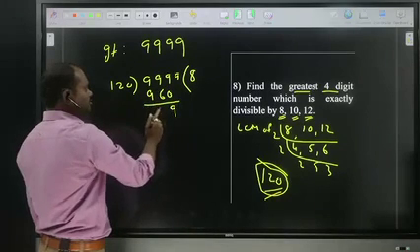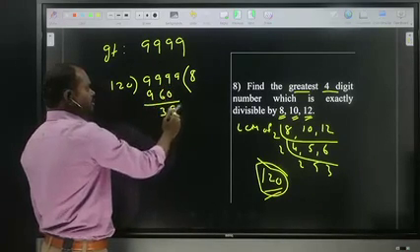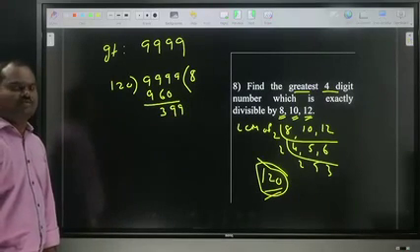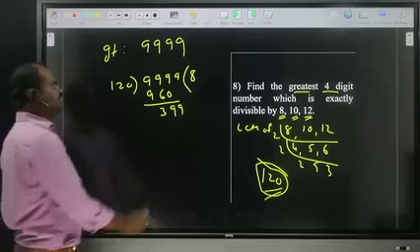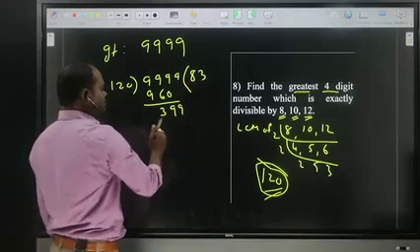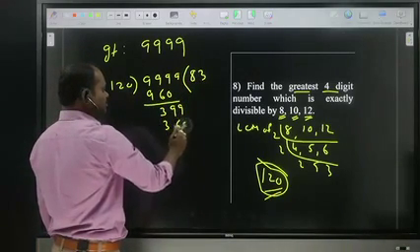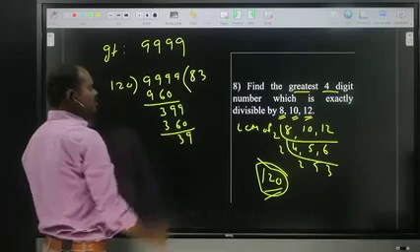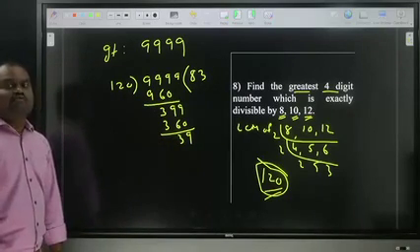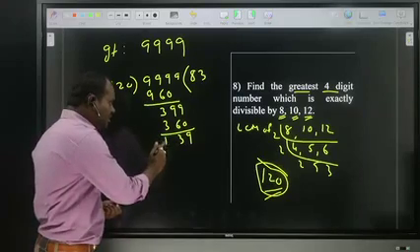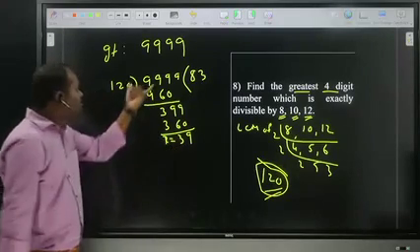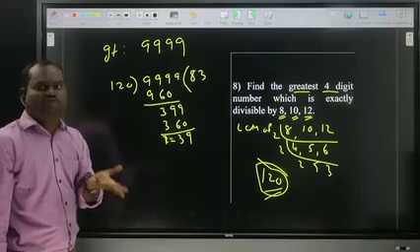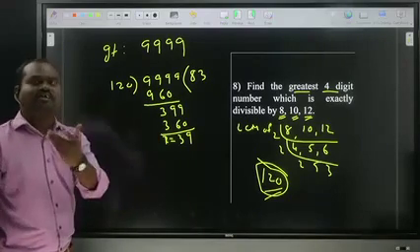9, 3. Drop the 9. In the 120 table, how many times? Nearly 3 times. 3 12s, 360. 9, 3. What is the remainder? 39. When the remainder is 39, that is not exactly divisible. Remainder means that is excess only. If you remove that excess, that is exactly divisible.